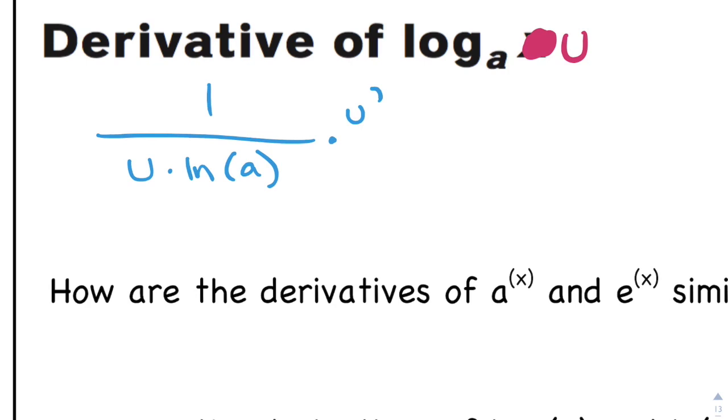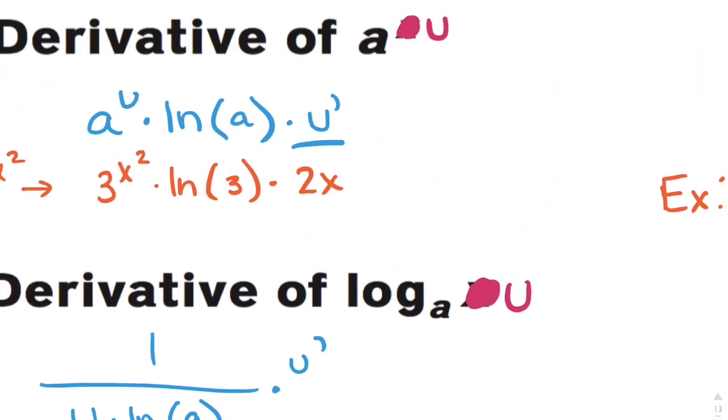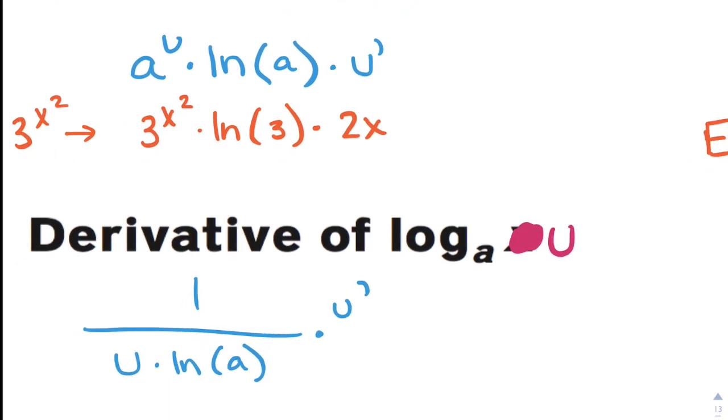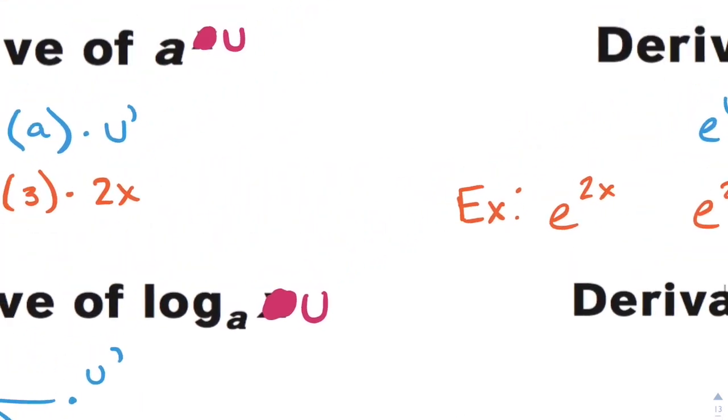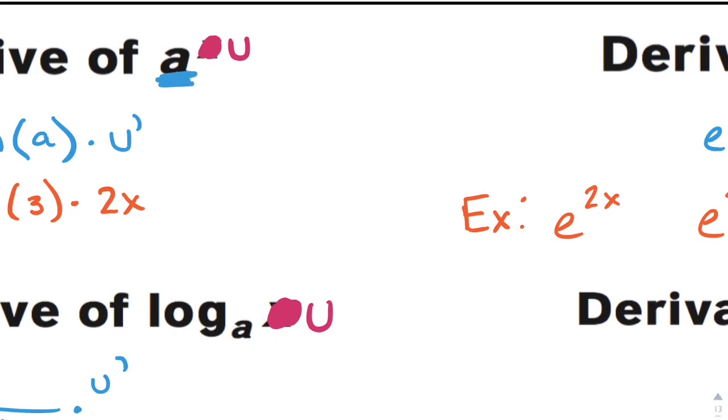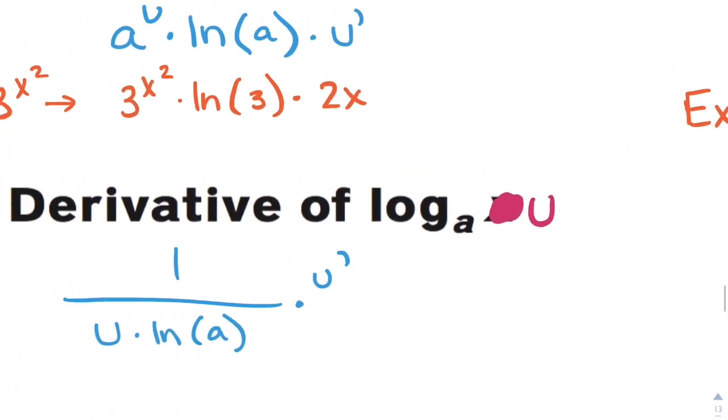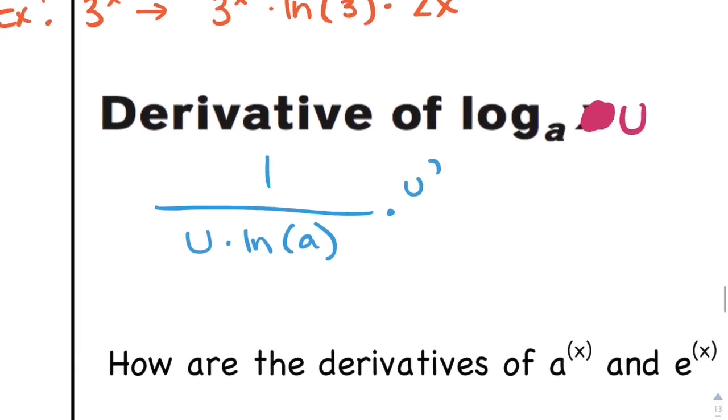I don't need to write that. I'm just attaching u prime on. Maybe you want to use parentheses, I don't know, but you're just attaching it on to the end, just like we attached on u prime here. You will also notice that just like this was a base a, this is a base a. So it's still becoming ln of a. u is just a function, so it's 1 over u times ln of a times u prime.